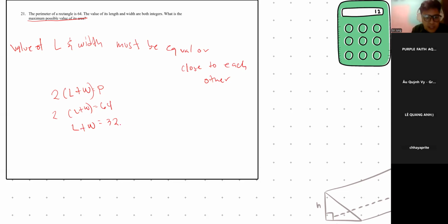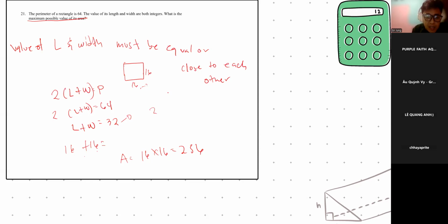Note that this is an even number. So this can be divided by 2. We can have 16 plus 16, right? Which means that we can have a rectangle with side lengths 16 and 16. So the area should be equal to 16 times 16 or 256. Yes, this is a special case because we know that a quadrilateral with the same sides is a square, right?